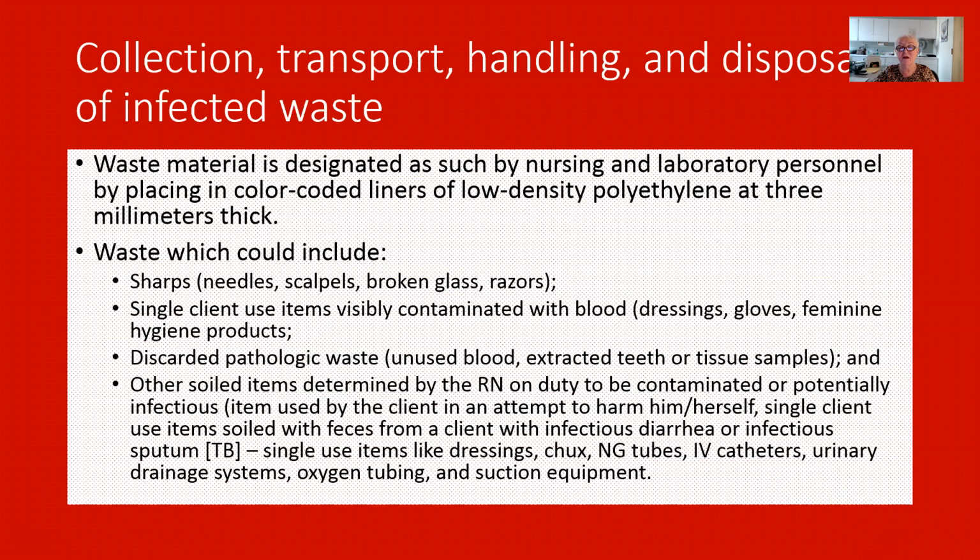Items used by the client in an attempt to harm him or herself. Single client used items soiled with feces from a client with infectious diarrhea or infectious sputum, say they had TB. Single-use items like dressings, chucks, NG tubes, IV catheters, urinary drainage bags, oxygen tubing, and suction equipment.